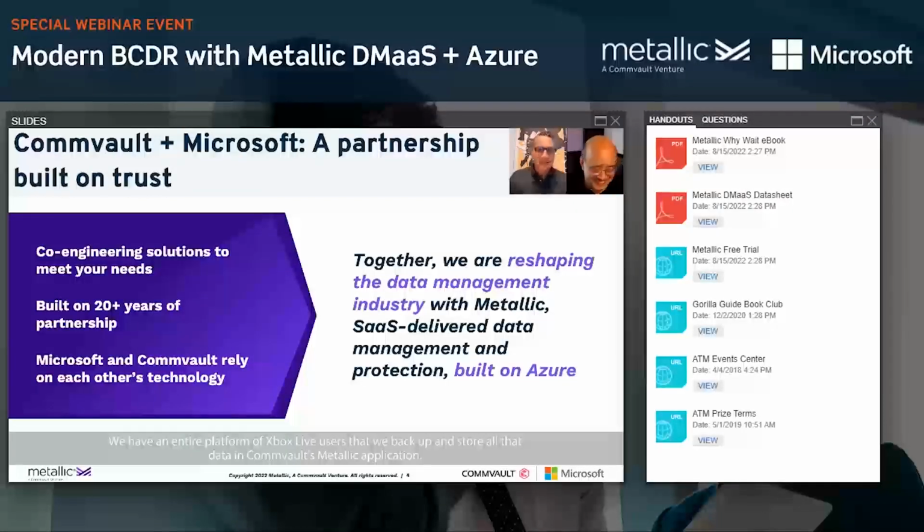We have an entire platform of Xbox Live users that we back up and store all that data in Commvault's Metallic application. We've got our entire Office product group that we leverage and store data within. Our entire Azure data protection scheme is built around Commvault and Metallic. So don't take it from me as a builder, take it from me as an end consumer of the Commvault technology stack. And again, I think that just speaks to the trusted relationship that we have with one another and the joint commitment we have to ensure that we instill this confidence with our mutual customers.